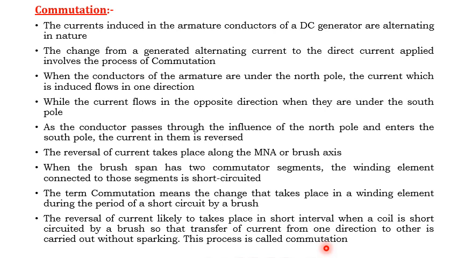This process is called what? Commutation. Commutation means the reversal of current from the north pole to the south pole, the transfer of current from one direction to the other, is carried out without sparking. There should not be any spark. This process is called commutation.